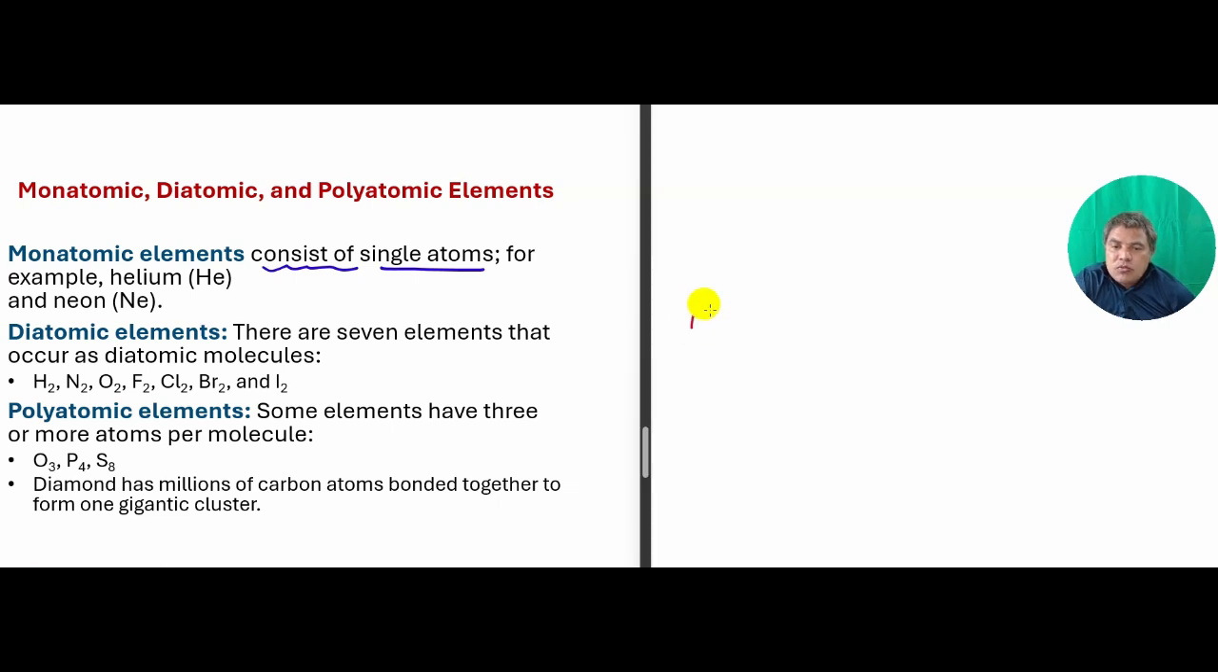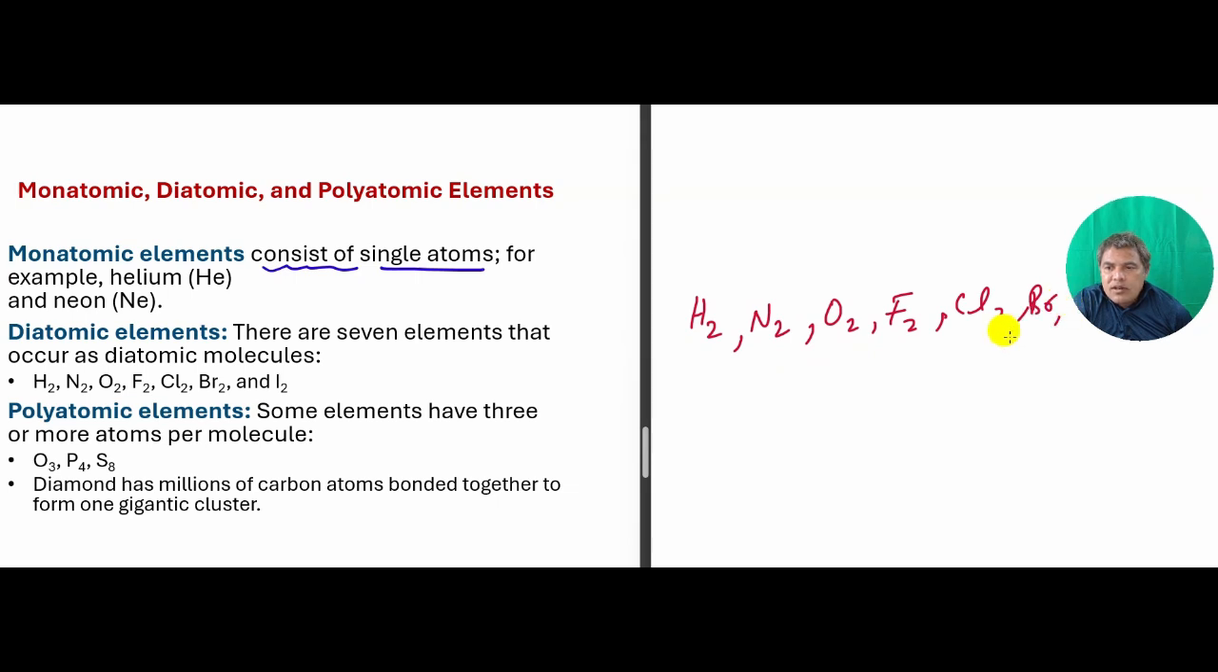For example, H2. You cannot find hydrogen in a single atomic form, but you will find it in molecular form. Similarly nitrogen, oxygen, fluorine, chlorine, bromine, iodine. So Br2, Cl2, like that. These are the diatomic elements.